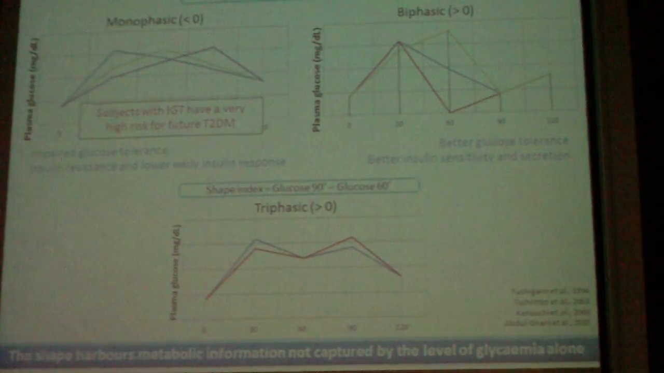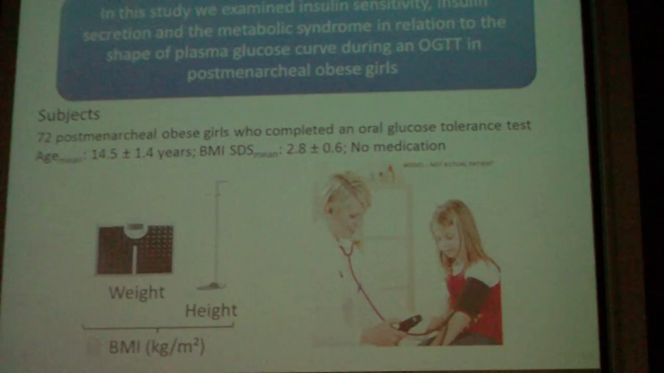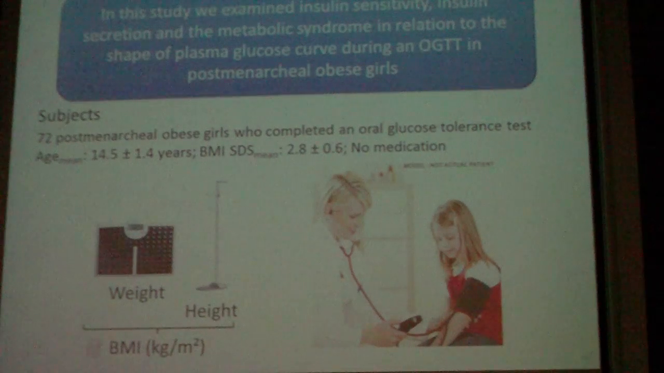So the hypothesis was that the shape harbors metabolic information, which is not captured by the level of glycemia, so not captured by prediabetes alone. So we looked for the shape in obese girls, postmenarchal obese girls. Why? Because we didn't want to include puberty, because puberty is a risk factor of insulin resistance and can induce more insulin complications. So we focused on one homogeneous group of postmenarchal obese girls. And we wanted to examine if insulin sensitivity, secretion, or the metabolic syndrome has a relation with the kind of shape of the oral glucose tolerance test.